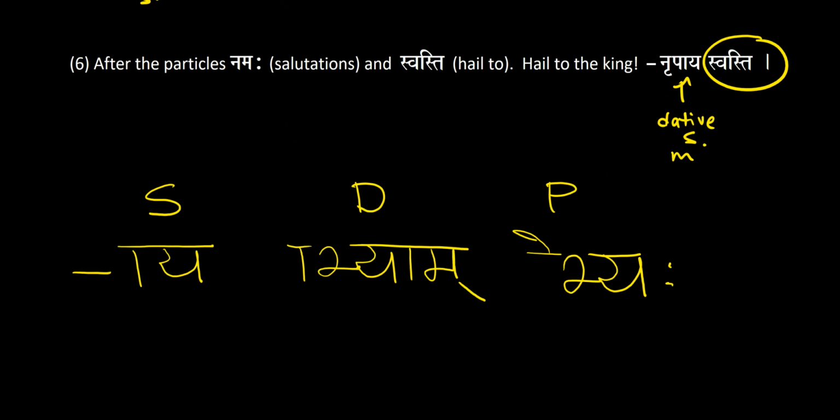Now, remember that the case endings for the dative case are singular aya, dual abhyam, and then plural abhyah.